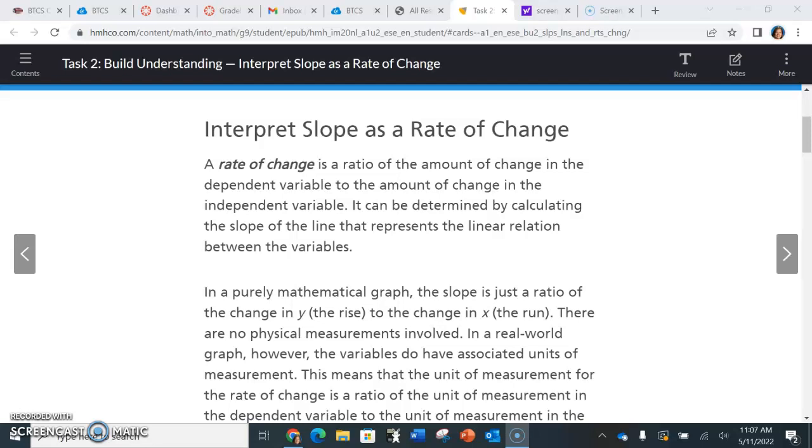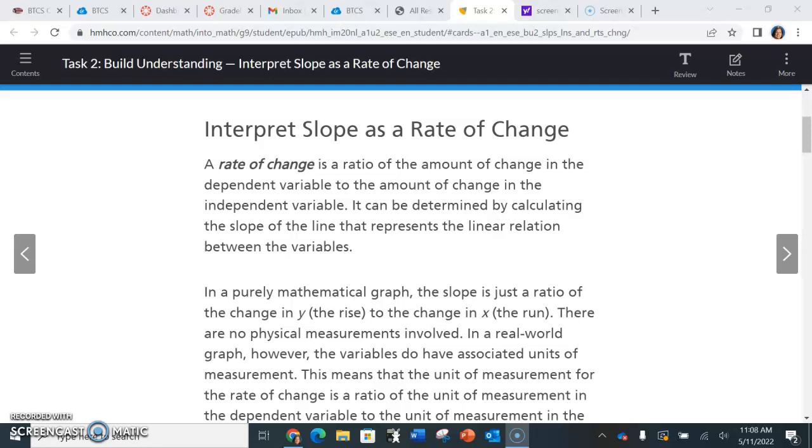Lesson 3.2, Task 2. Interpret slope as rate of change. A rate of change is a ratio of the amount of change in the dependent variable, your y value, to the amount of change in the independent variable, your x. It can be determined by calculating the slope of the line that represents the linear relationship between the variables.